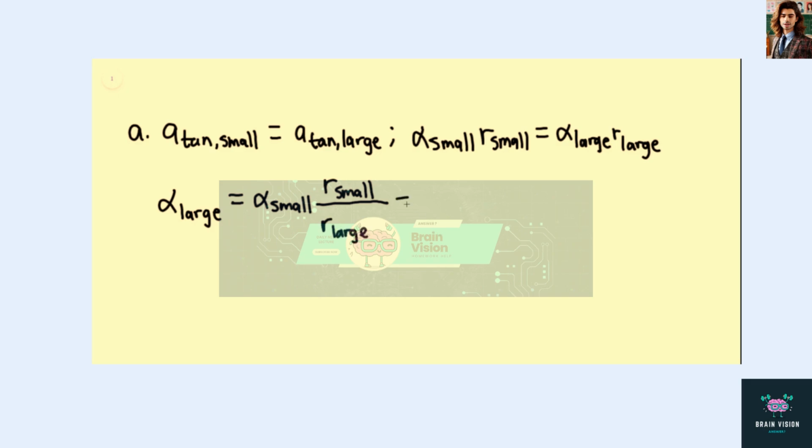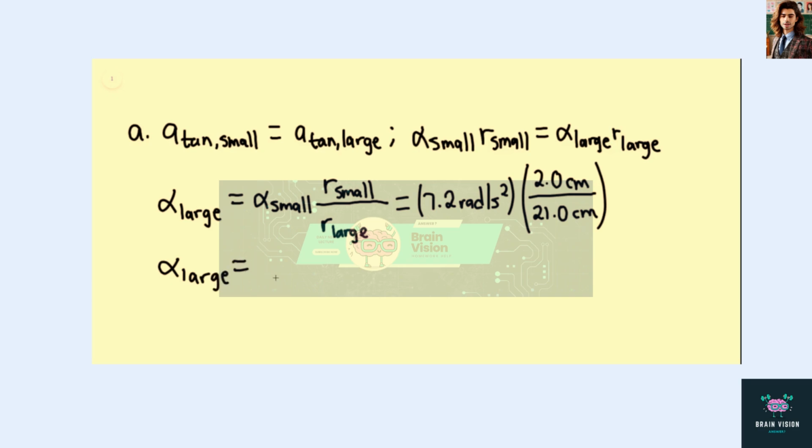And we can solve. This would be equal to 7.2 radians per second squared, multiplied by 2.0 centimeters divided by 21.0 centimeters. And so we can say that the angular acceleration of the larger wheel is equal to 0.686 radians per second squared. This would be our answer for part A.